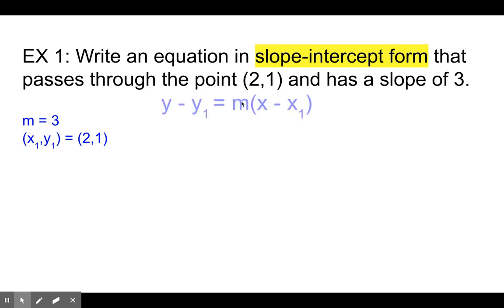Step 2 says to plug that into the point-slope formula. So we've done that here. 3 is the slope, and we use the point (2, 1). Now, if we wanted this in point-slope form, we would be done. But today, we want to go into slope-intercept form.